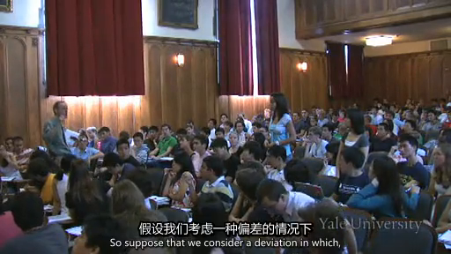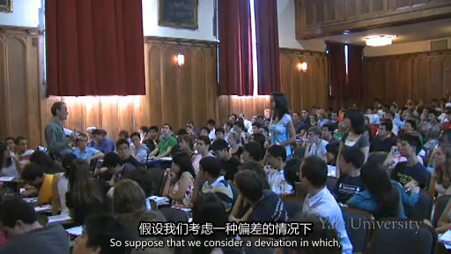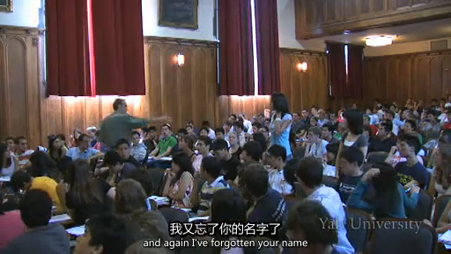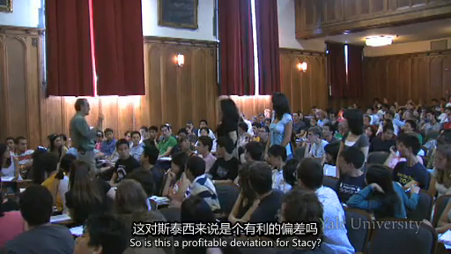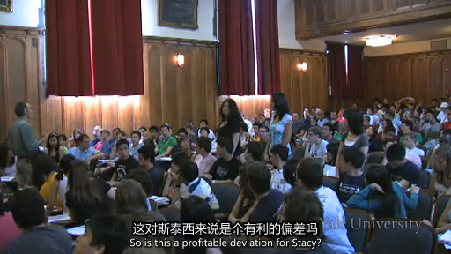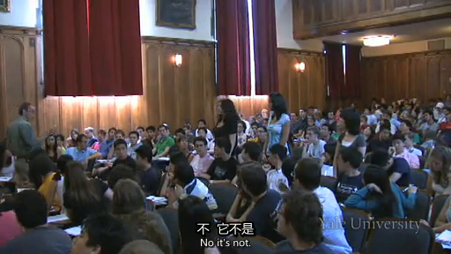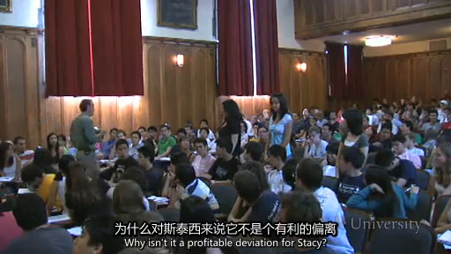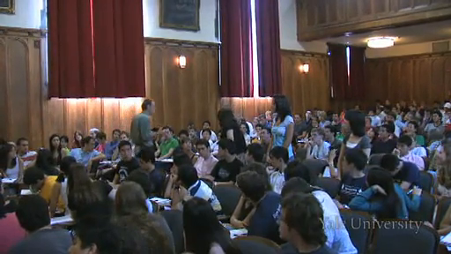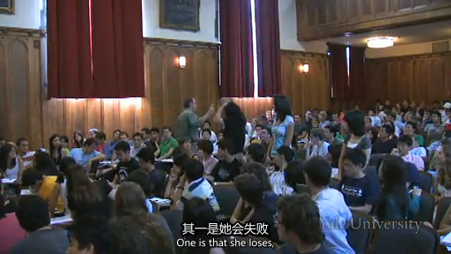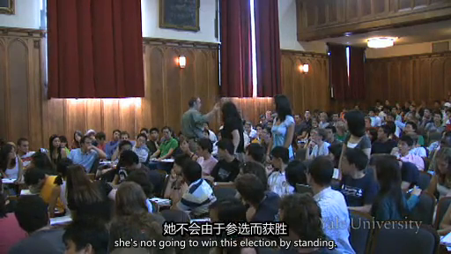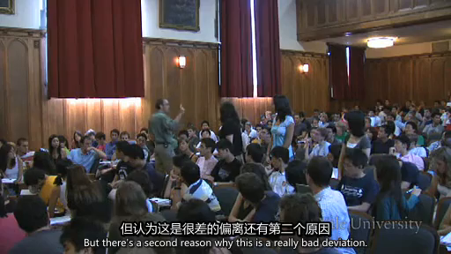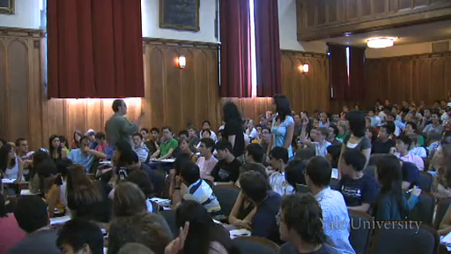So suppose that we consider a deviation in which Stacy stands as well. Stacy, just stand a second. All right. So is this a profitable deviation for Stacy? No, it's not, right? Why isn't it a profitable deviation for Stacy? So two reasons. One is that she loses, right? She's not going to win this election by standing. But there's a second reason why this is a really bad deviation. What's the second reason?